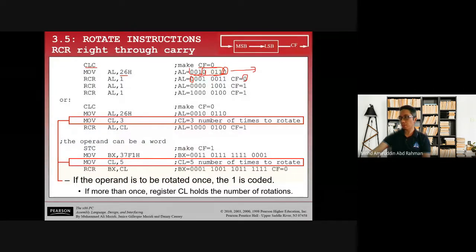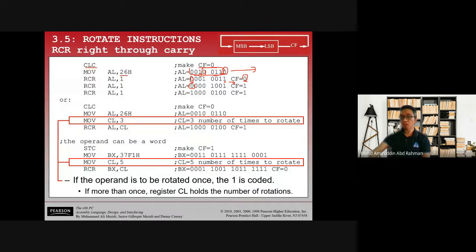For the second one, you have a CL. Now look over here, this one will be brought to the carry flag. So you have carry flag as 1. Then all of that, this flag will first change the number over here. So you see the difference.